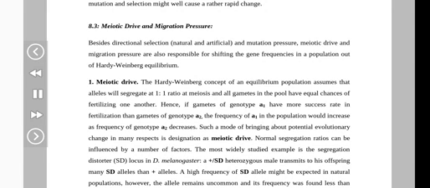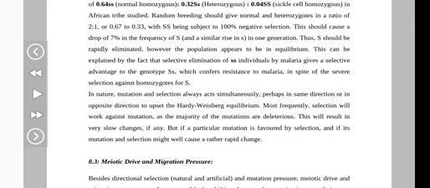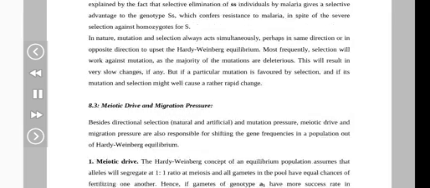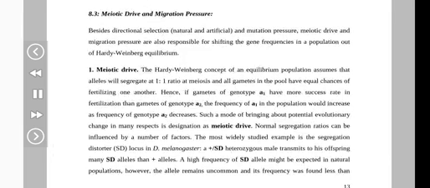The sickle cell trait is also apropos here. The Hardy-Weinberg formula gave an idea that most frequently, selection will work against mutation, as the majority of the mutations are deleterious. Besides directional selection, natural and artificial, and mutation pressure, meiotic drive and migration pressure are also responsible for shifting the gene frequencies in a population out of Hardy-Weinberg equilibrium.